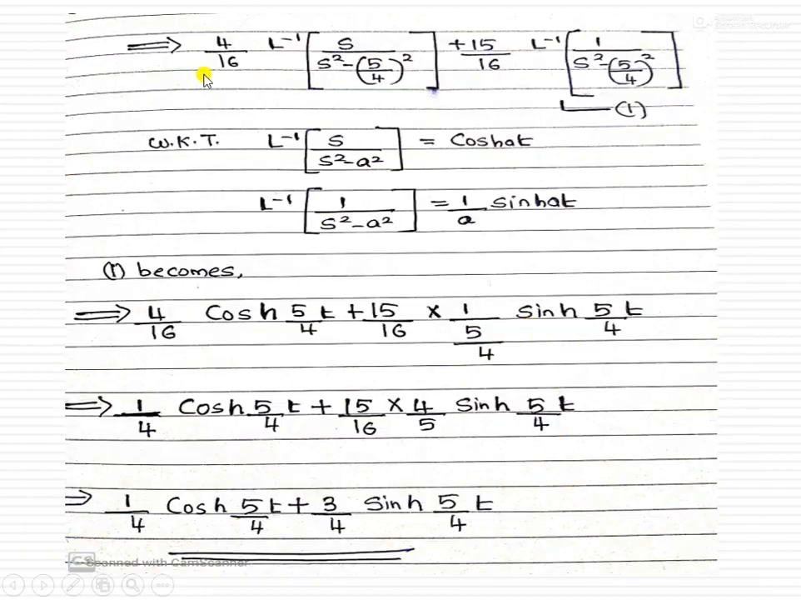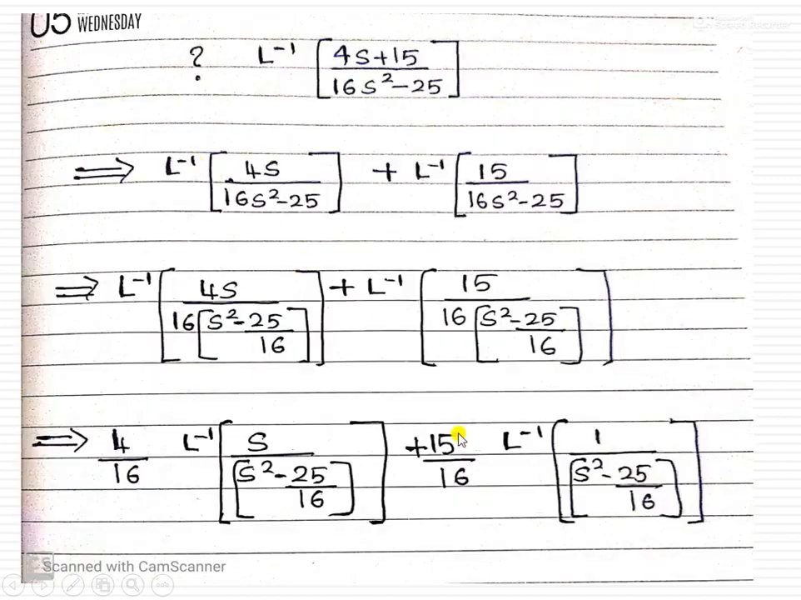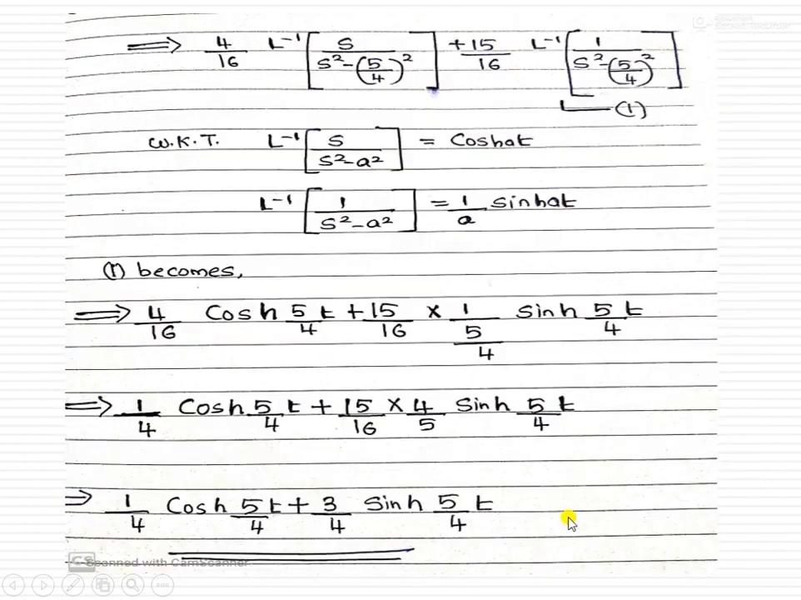We know that we can write s squared minus 25 by 16 as s squared minus (5 by 4) whole squared. That is 4 by 16 inverse Laplace transform of s by (s squared minus (5 by 4) whole squared) plus 15 by 16 inverse Laplace transform of 1 by (s squared minus (5 by 4) whole squared).